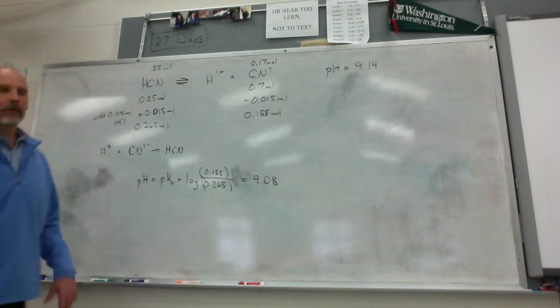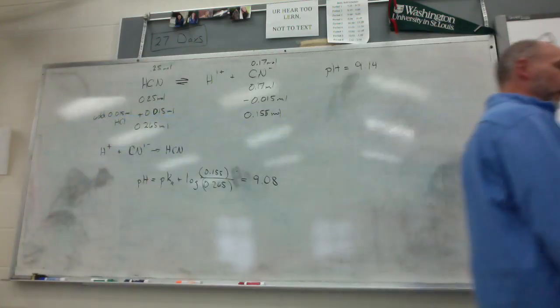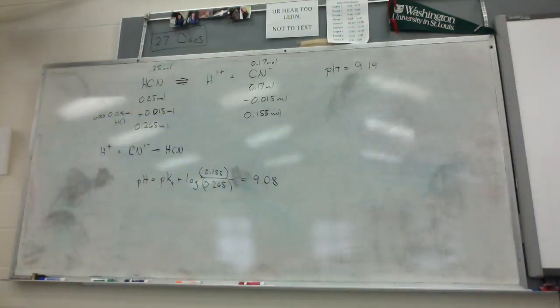Okay, what would happen if I had put 0.015 molar hydrochloric acid in pure water? Well, we already know the answer to that. It was the 1.82 that we got from the previous question. Okay, so obviously you can see it does a nice job of resisting changes in pH.